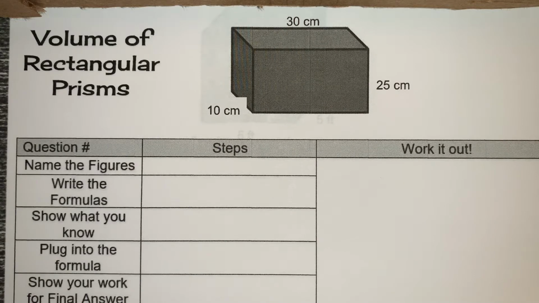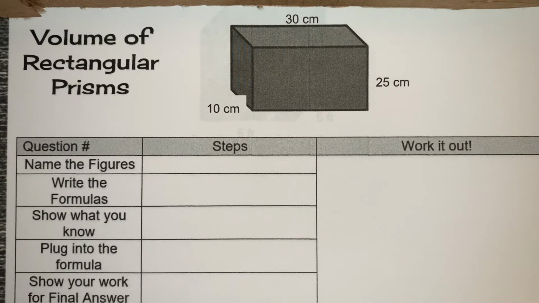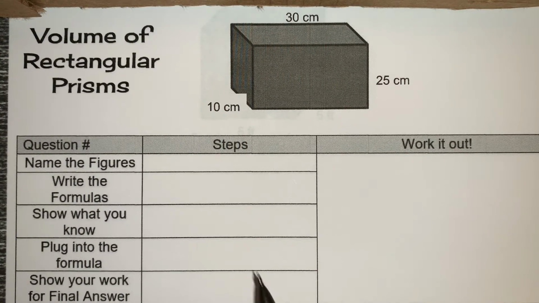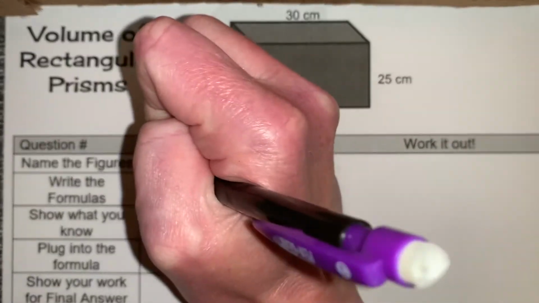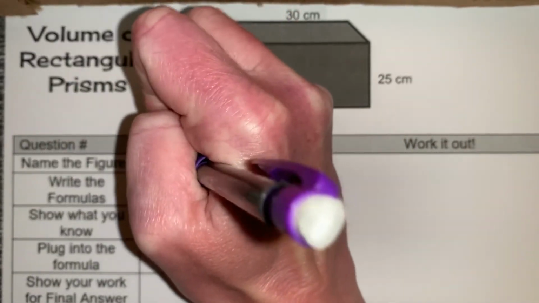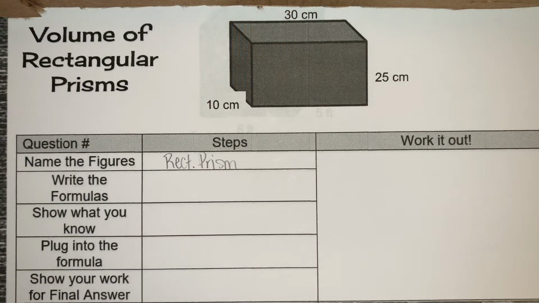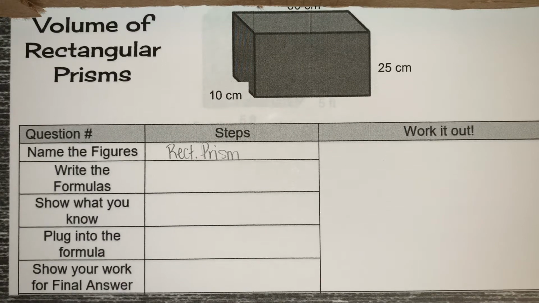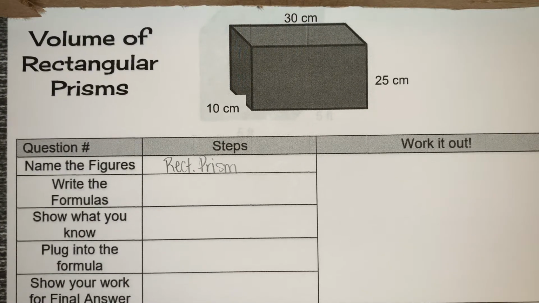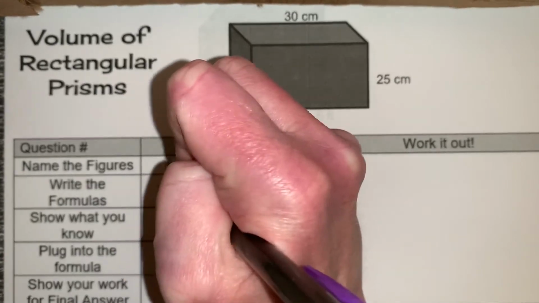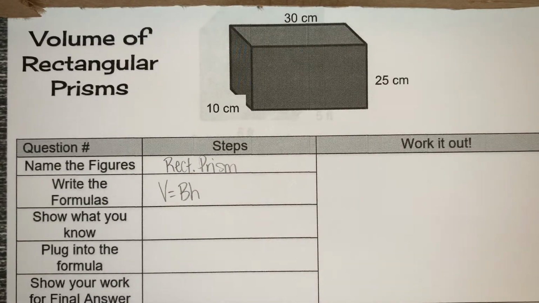So here is a rectangular prism. All sides are going to be rectangles. So whenever we put the name of the figure, we'll just abbreviate rectangular prism, because it's kind of long to write. Okay, the formula, we're going to use V equals capital BH, because that is what the formula is going to look like from now on. You can still think of it as length times width times height, even though that's not what it says.